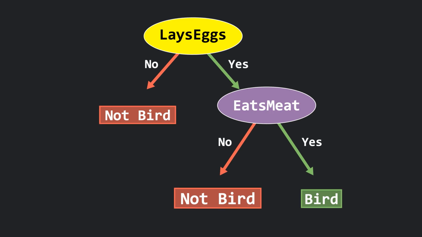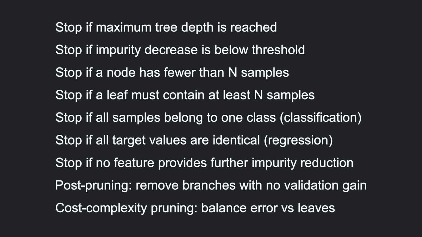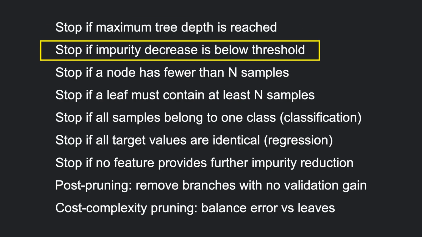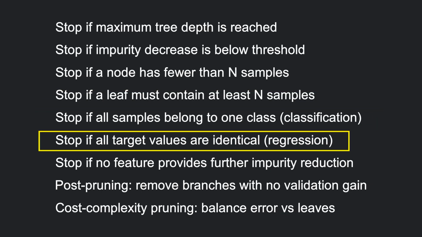Now I want to briefly talk about something called pruning. In real-world datasets, we don't just keep splitting the tree forever because that would lead to overfitting. Basically, the tree memorizes the training data instead of learning useful patterns. Instead, we stop splitting once certain criteria are met. For example, we might stop if the tree has already reached a maximum depth or if the impurity is below a set threshold. This is called pre-pruning.